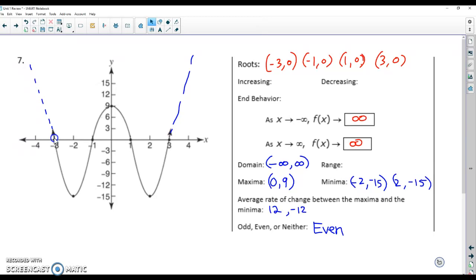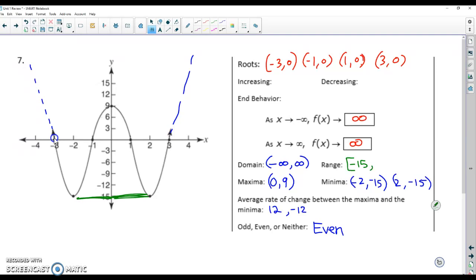Now for the range, you have to be a little careful because the range is the y value. We want to go from the bottom to the top. The bottom is clearly at negative 15. It doesn't matter which one you look at. They're both at negative 15. So our range, the lowest it goes is at negative 15. And those are both closed circles, so we use a bracket.